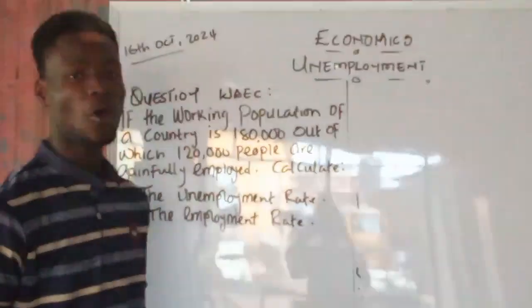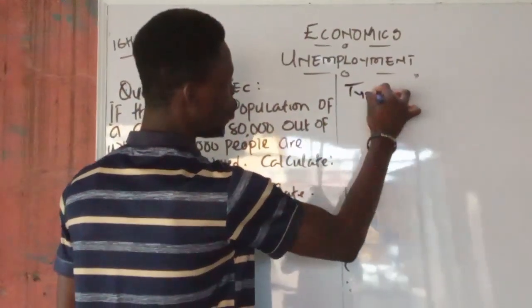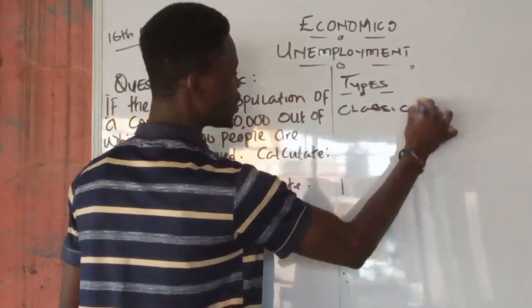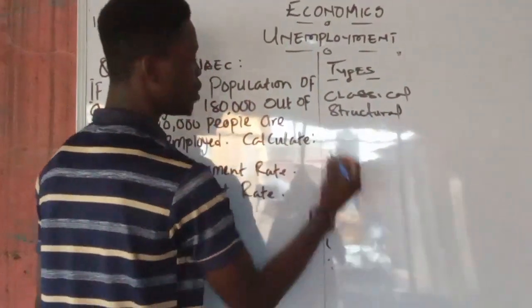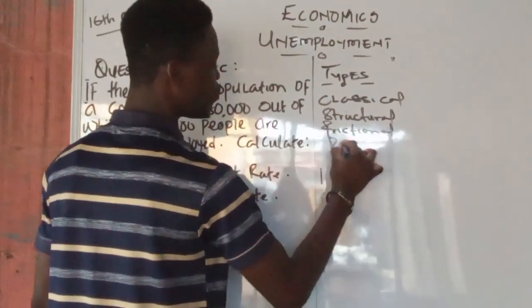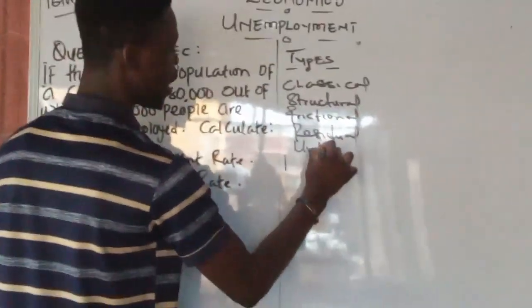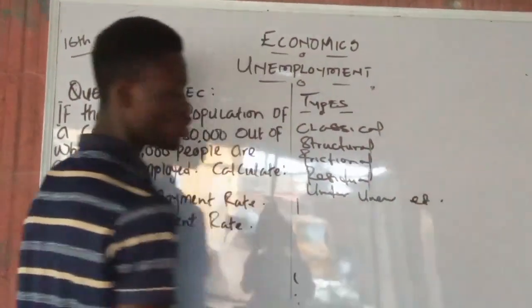So what are the forms? We call it forms or types of unemployment. We have classical unemployment. We have structural unemployment. We have frictional unemployment. We have residual unemployment. We have underemployment, etc. There are many.